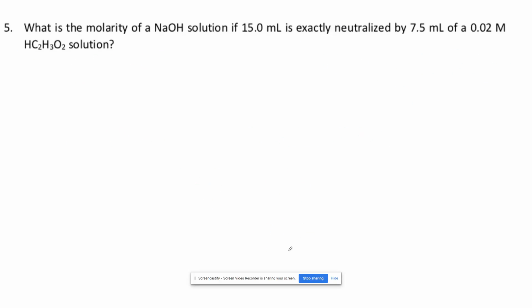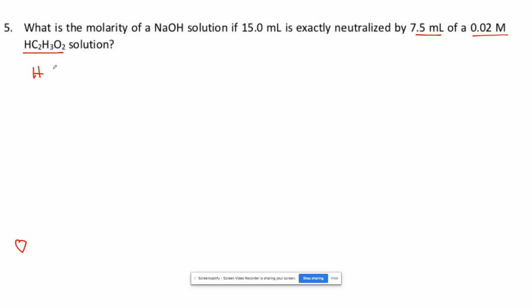How are we doing? Hopefully all right. Last one. What is the molarity of an NaOH solution if 15 milliliters is exactly neutralized by 7.5 milliliters of a 0.02 molar HC2H3O2 solution? Okay, so I have red right now, so let's talk acids. Who is the acid? Here it is. That's acetic acid. So there's my volume, there's my molarity, so I need to figure out my equivalence.